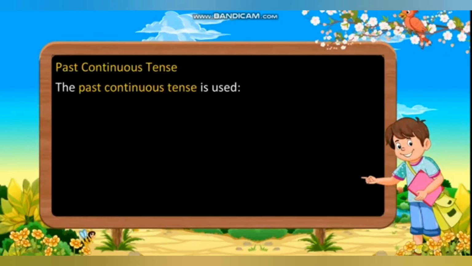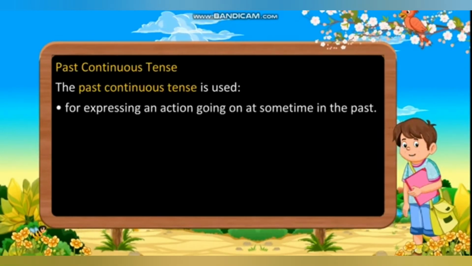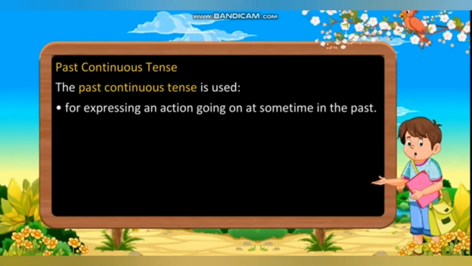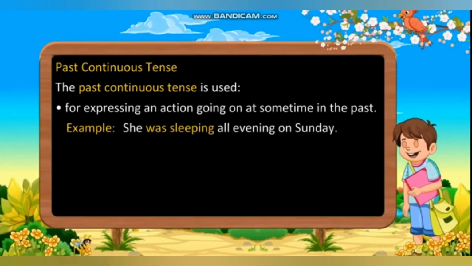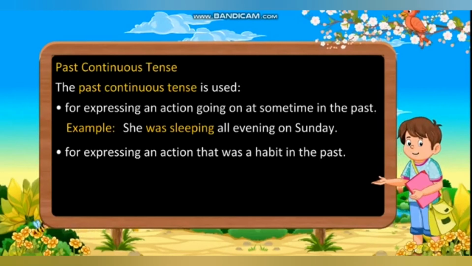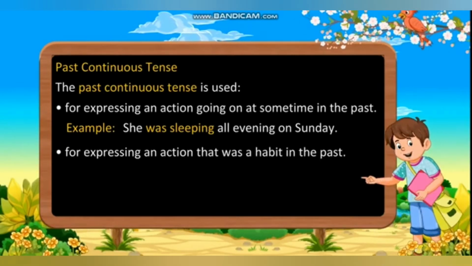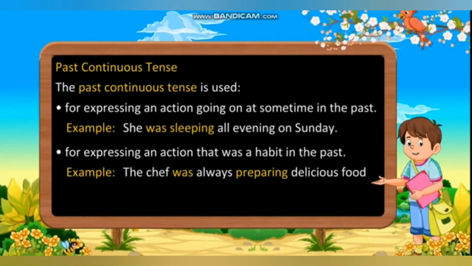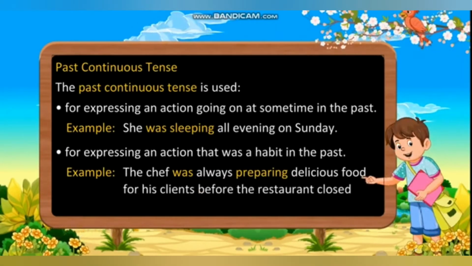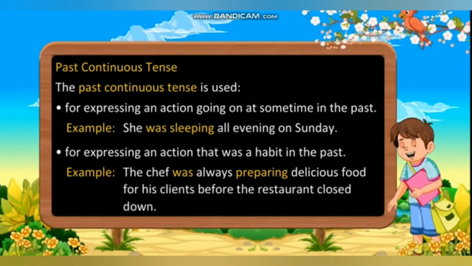Past continuous tense. The past continuous tense is used for expressing an action going on at some time in the past. Example, she was sleeping all evening on Sunday. For expressing an action that was a habit in the past. The chef was always preparing delicious food for his clients before the restaurant closed down.